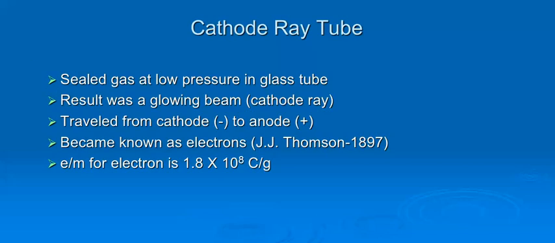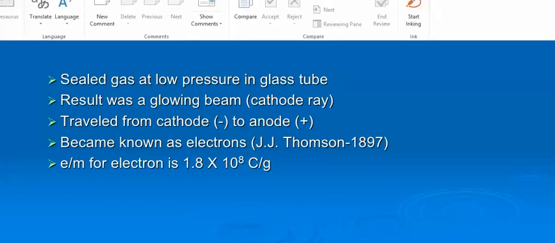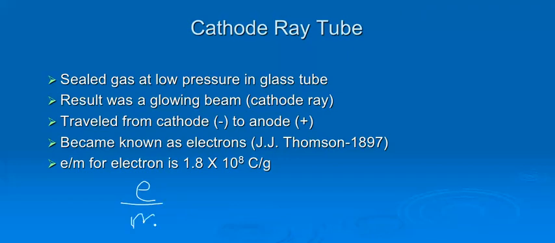The first experiment is the cathode ray tube, which is a glass tube with a sealed gas inside. When you apply a voltage across the electrodes, you get a glowing beam, which is called a cathode ray. The cathode ray traveled from cathode to anode, so these had to be negative particles because they were going towards the positive anode, and they became known as electrons by J.J. Thomson in 1897. Thomson discovered from this experiment the charge to mass ratio for an electron, e over m, equals charge to mass. That's what this experiment determined.